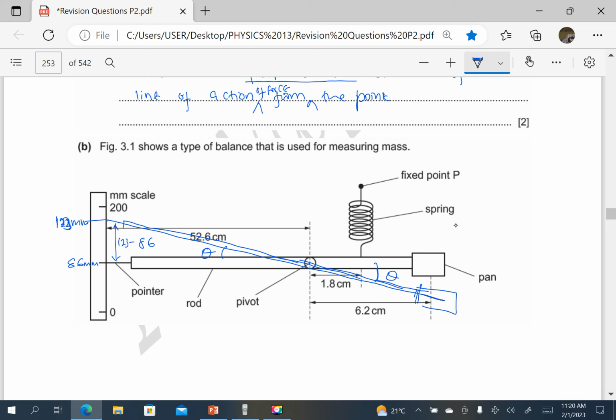Then this one, the spring has also moved through, has stretched through this distance, which I will call x. But the length is 1.8. The length there is 1.8 centimeters. So we want to find x. We actually want to find x.